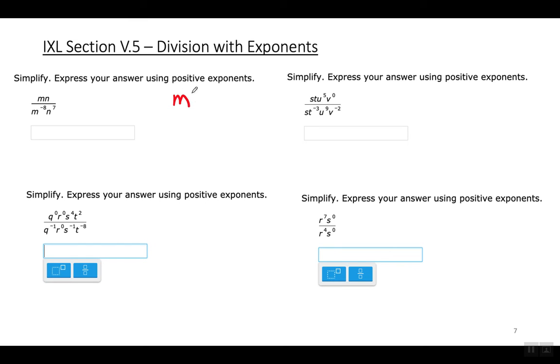So m to the 1st power over m to the negative 8 power. That's going to be 1 minus negative 8, which is 1 plus 8, which is 9. So that's the first part of my answer. Okay, by the way, it says we got to answer using positive exponents only.